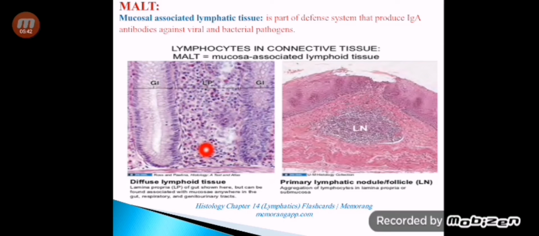This slide shows the lamina propria containing a diffuse arrangement of lymphocytes, named diffuse lymphatic tissue, while in this slide the lymphocytes are arranged in the form of lymphatic nodules. Sometimes these lymphatic nodules may pass through the muscularis mucosa and reach the submucosa.